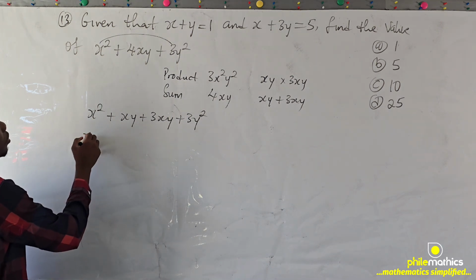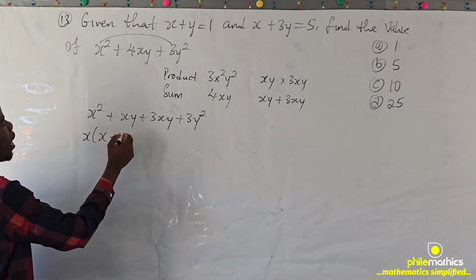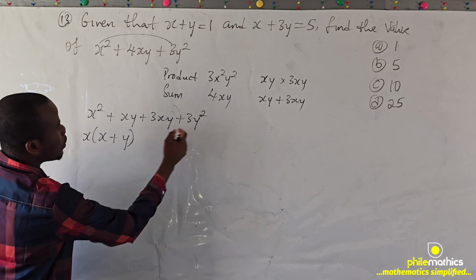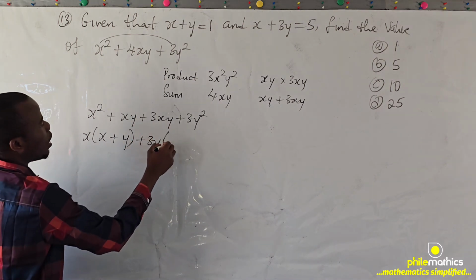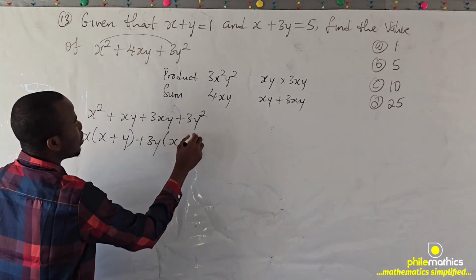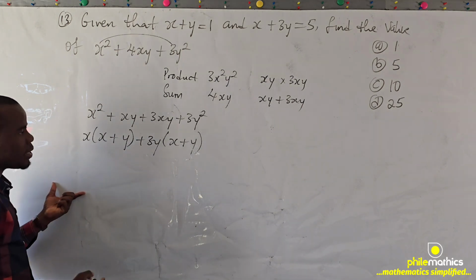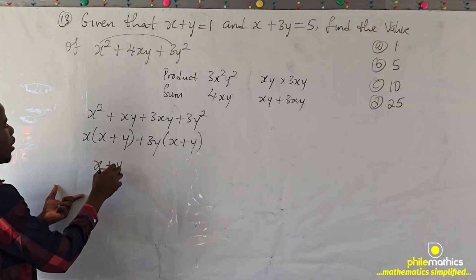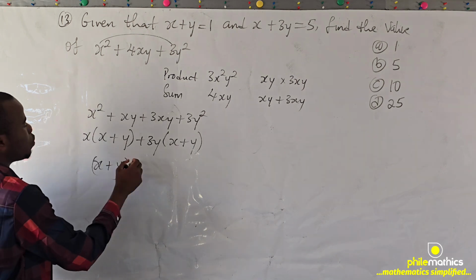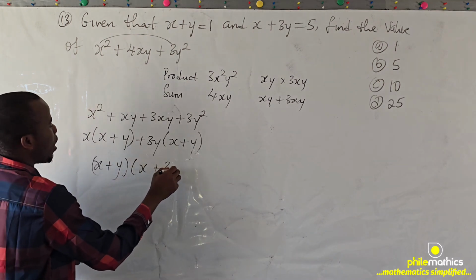x is common. We're left with x plus y. 3y is common. We're left with x plus y. And so x plus y is common. We factorize it. So we have x plus y, and we are left with x plus 3y.